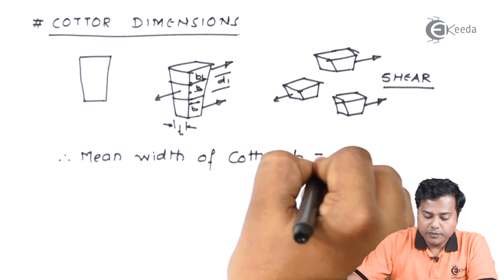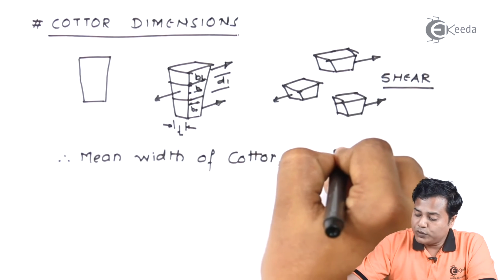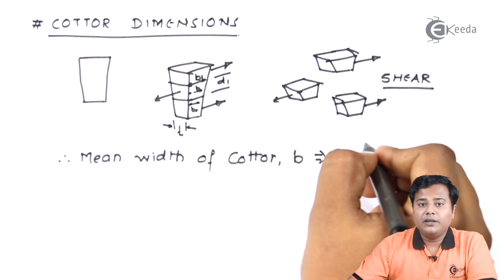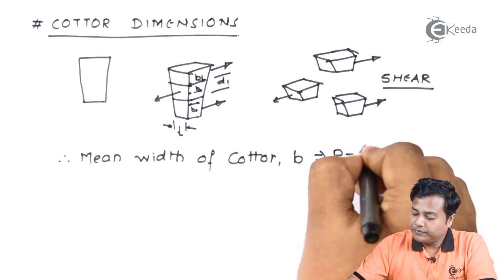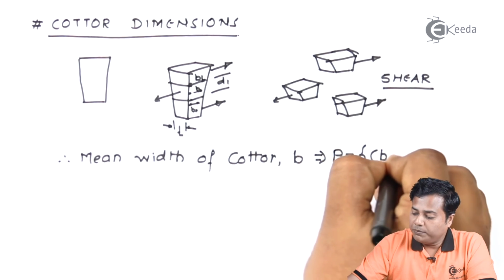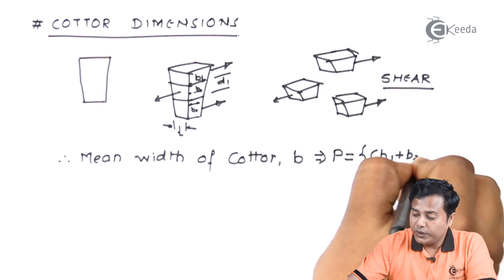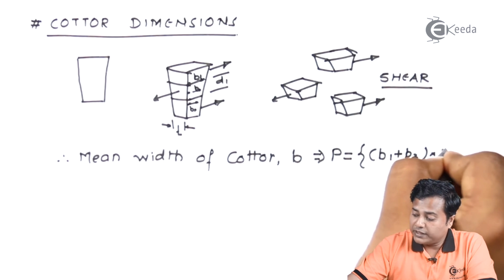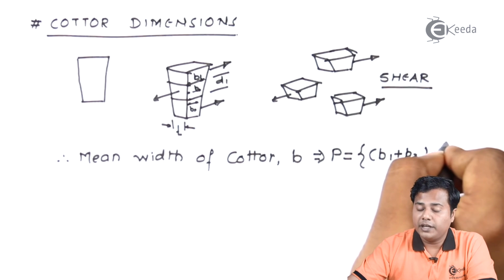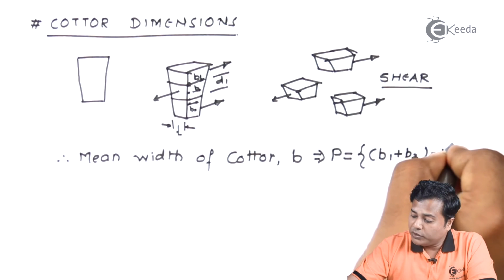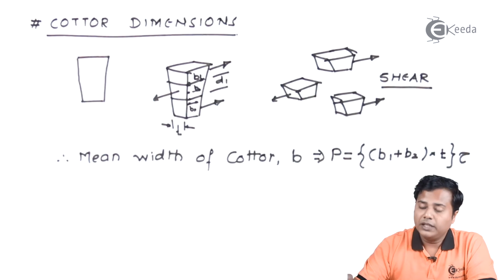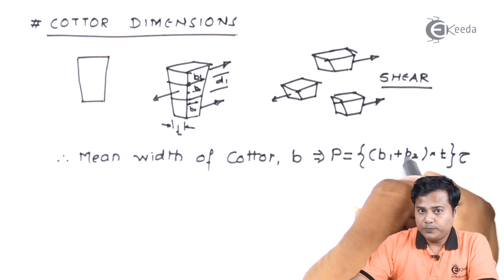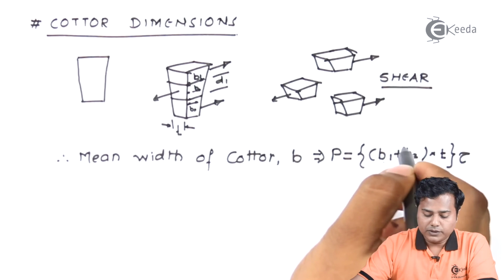b is given by force P equal to, we know that we are going to take the mean of that, so b1 plus b2 is going to be the factor into the thickness. Now this is basically the projected area, into the shear, because we know that it is going to fail under shear. So here the unknown factors will be b1 and b2 that we are going to find out.